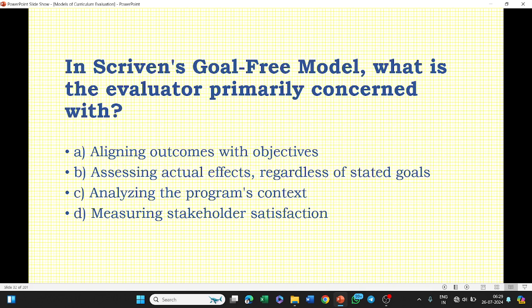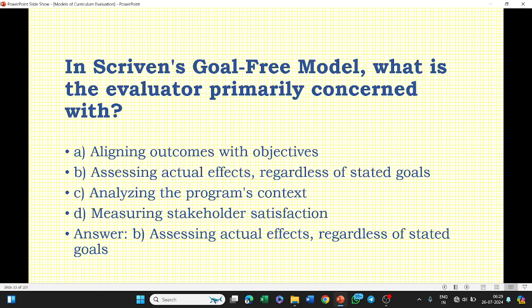Next, in Scriven's goal-free model, what is the evaluator primarily concerned with? Options: aligning outcomes with objectives, assessing actual effects regardless of stated goals, analyzing the program's context, measuring stakeholder satisfaction. Answer of this question is option B, that is assessing actual effects regardless of stated goals.